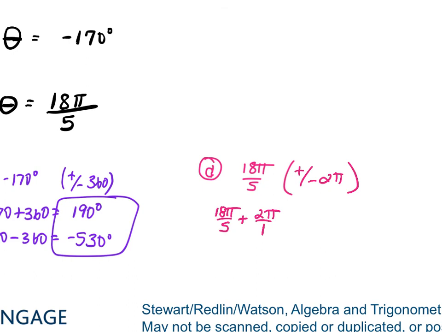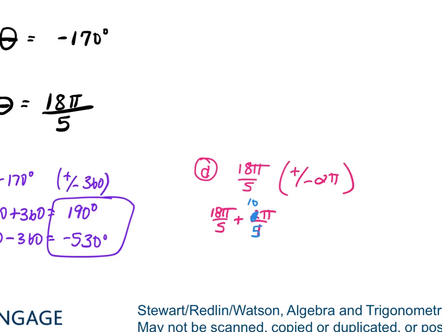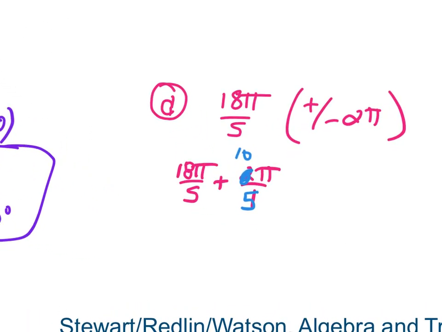So what's the common denominator between 5 and 1? 5. If I multiply the bottom by 5, I multiply the top by 5, and 5 times 2 is 10. So when I add the tops, what's 18 plus 10? I get 28 pi over 5. Is that a positive number? Good. I got a positive coterminal.